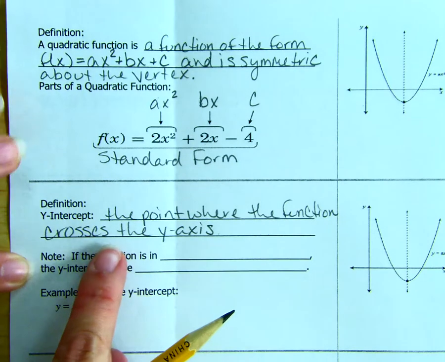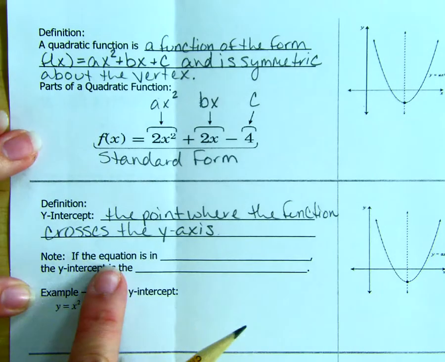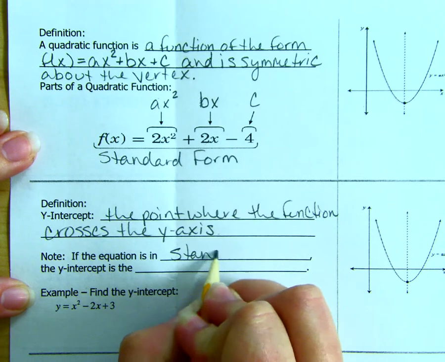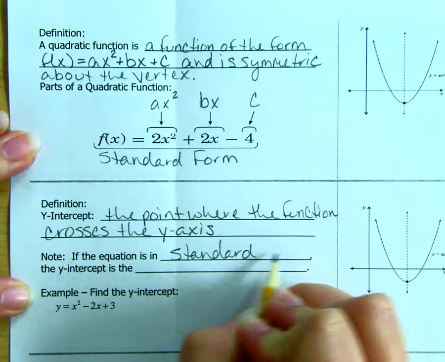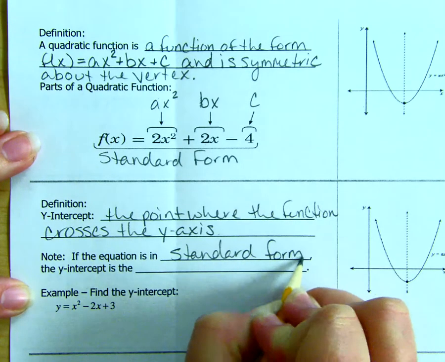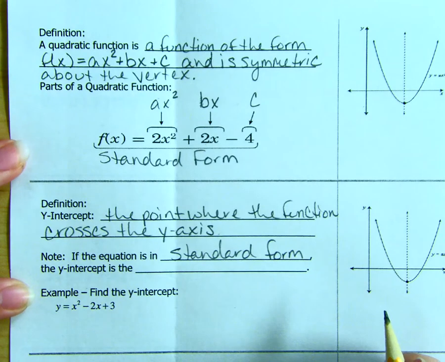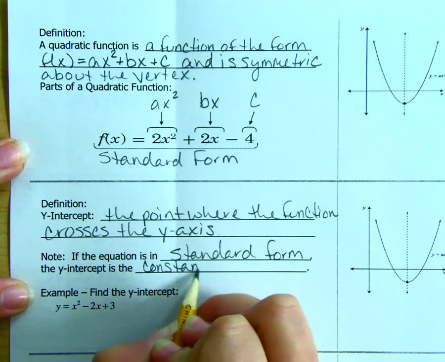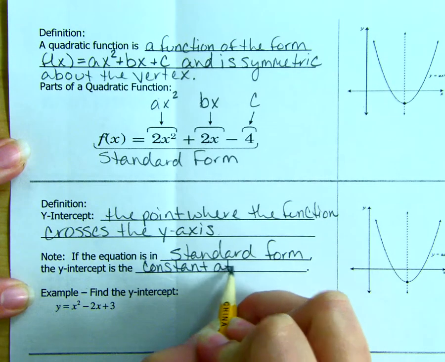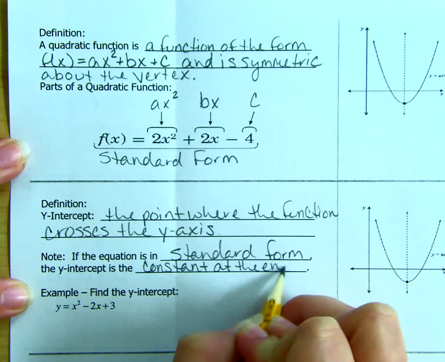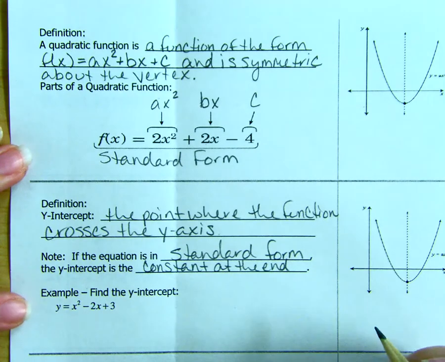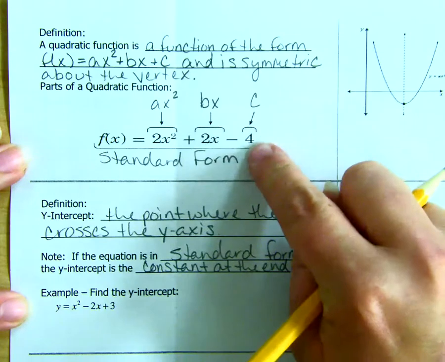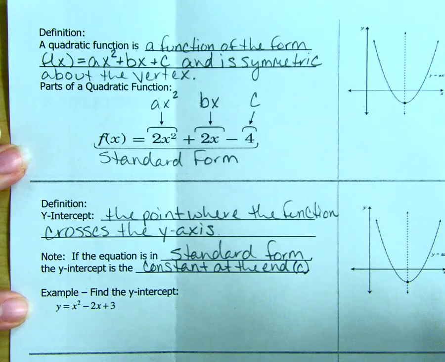Now, using this information, I can tell you that if the equation is in standard form, the y-intercept is the constant at the end of the equation. And we represent the constant with the variable c, just like we did up here. C is that constant at the end. That's the y-intercept.